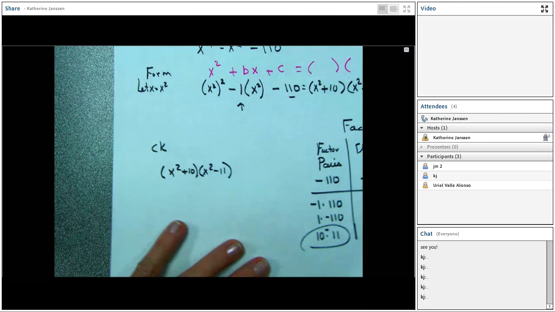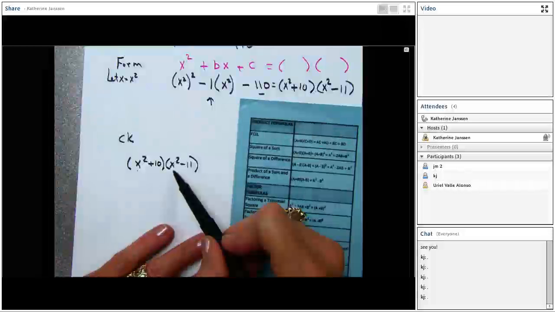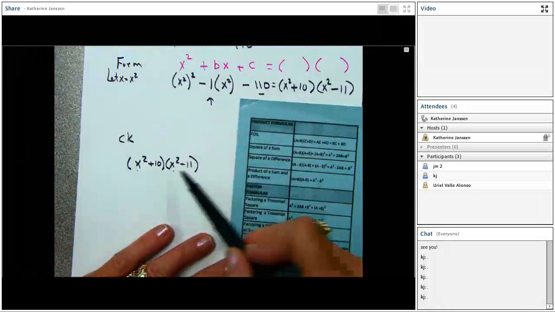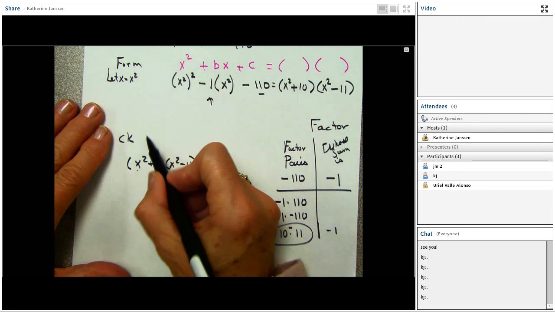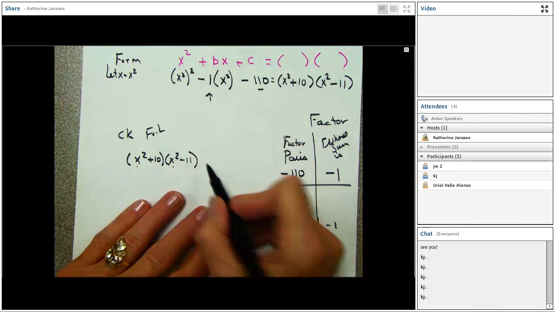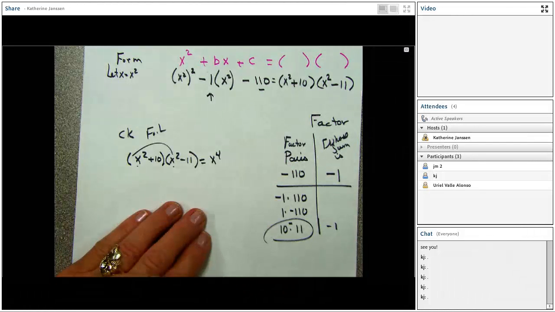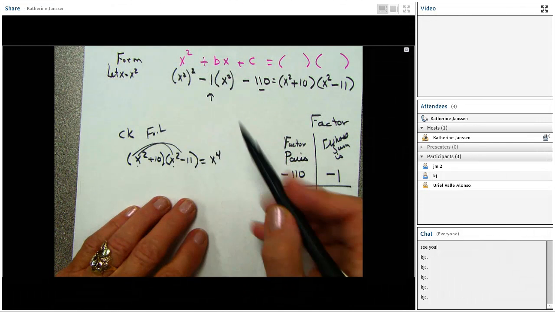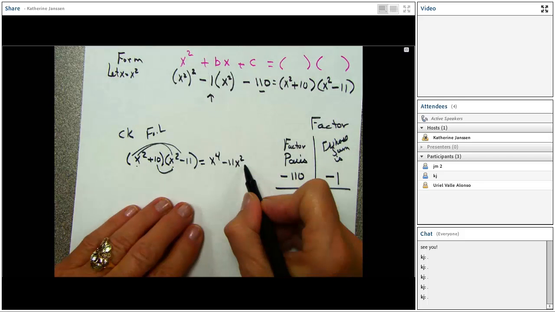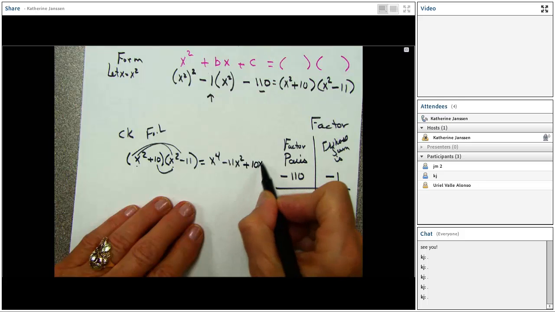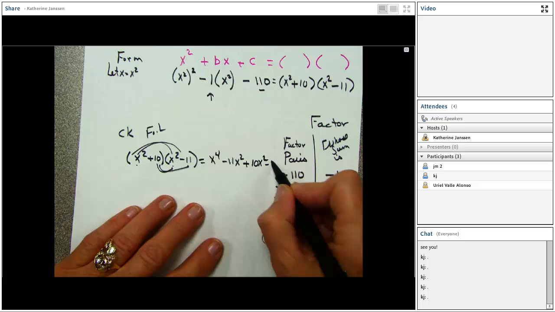That's a binomial times a binomial. I'm going to get my blue card out. Are the first two terms the same? Yes. Are the last two terms the same? No. So we'll resort again back to FOIL. First terms will be x to the fourth. The outer terms will be a negative 11x squared. The inner terms plus 10x squared. And my last term, 10 times a negative 11, is a negative 110.